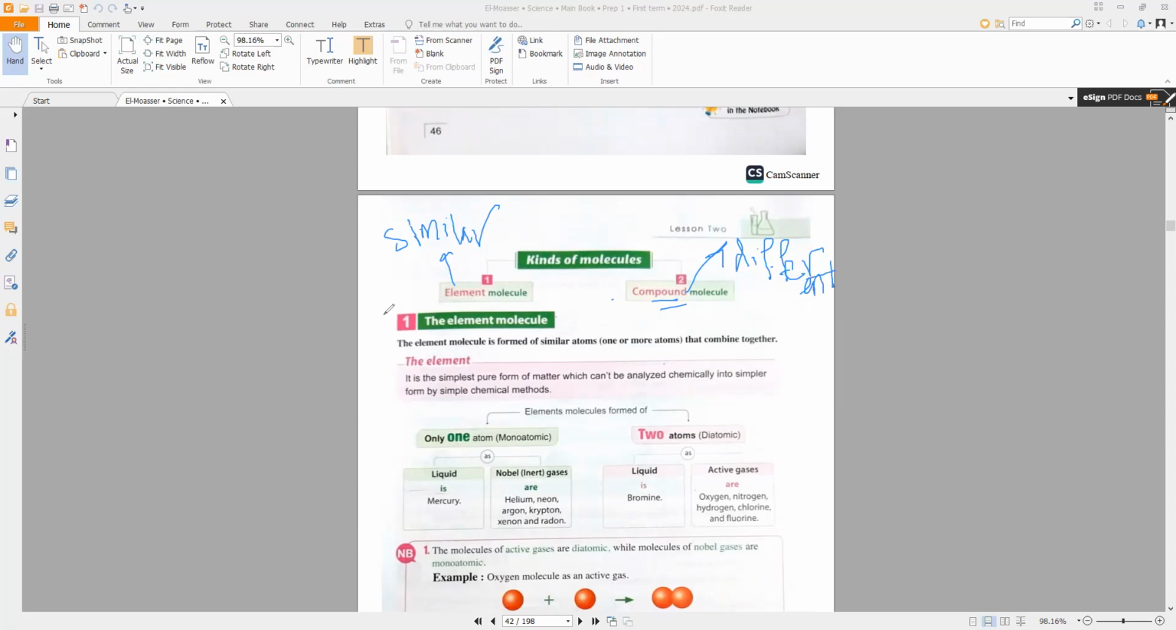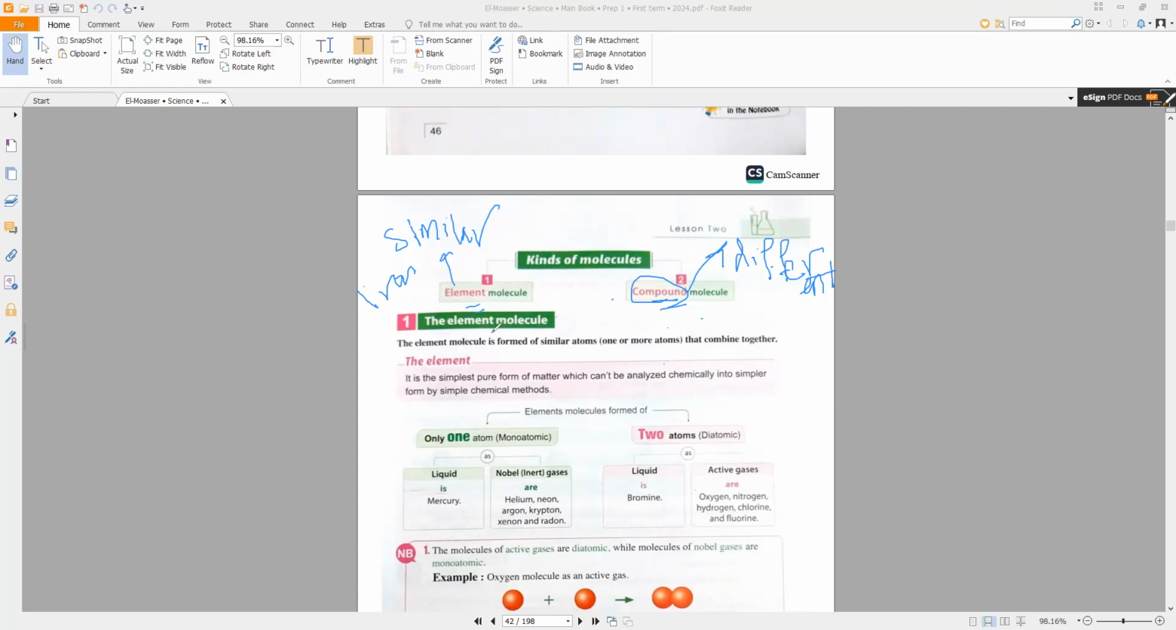If I say iron, it is composed of similar atoms, so it is an element. Gold, I mean one substance, so it is an element. But when I say sodium chloride, it consists of two elements, so it is a compound. So when you want to differentiate between element molecule and compound molecule, element molecule consists of similar atoms, one substance only, but compound molecule consists of different atoms.